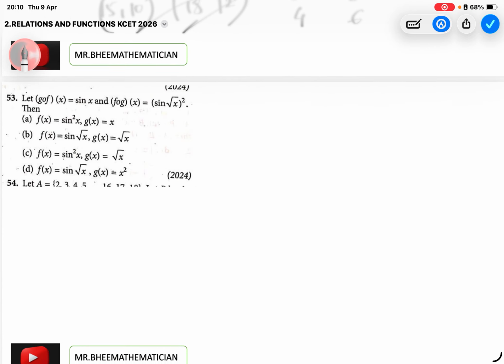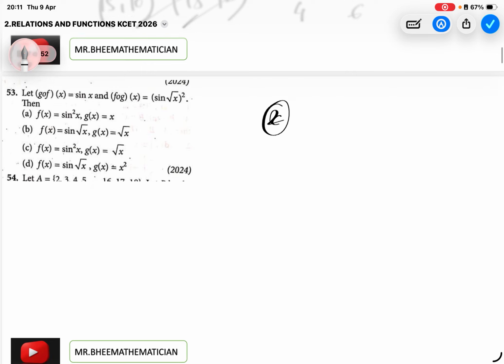And question number 53, this is also a very easy question. This is the function of a function. You should remember the values or whatever strings are there. So I hope option C is correct. Why is option C correct, sir?